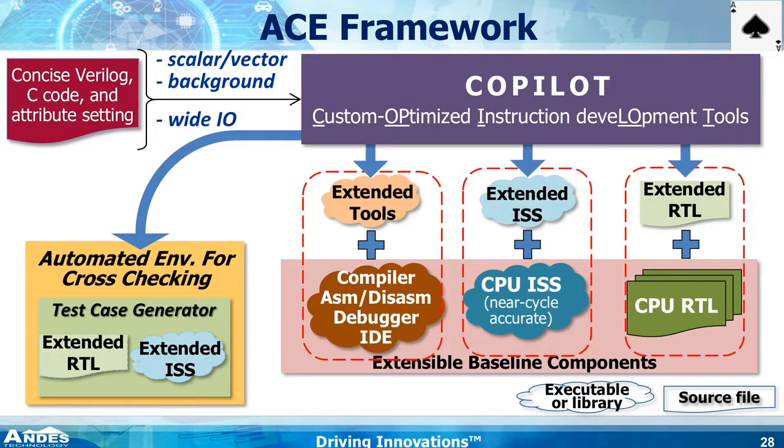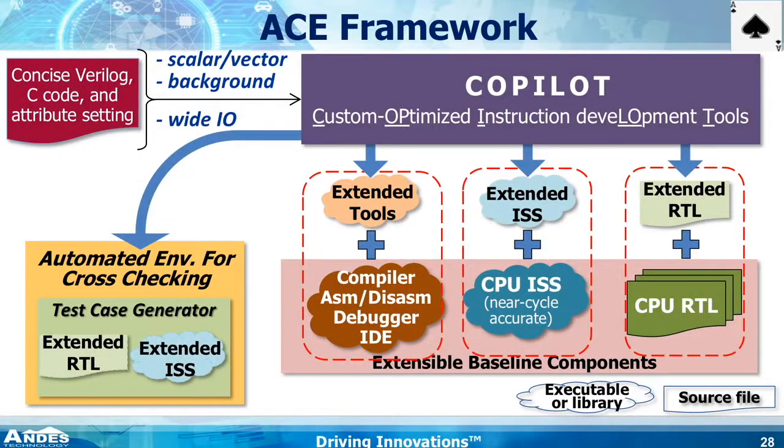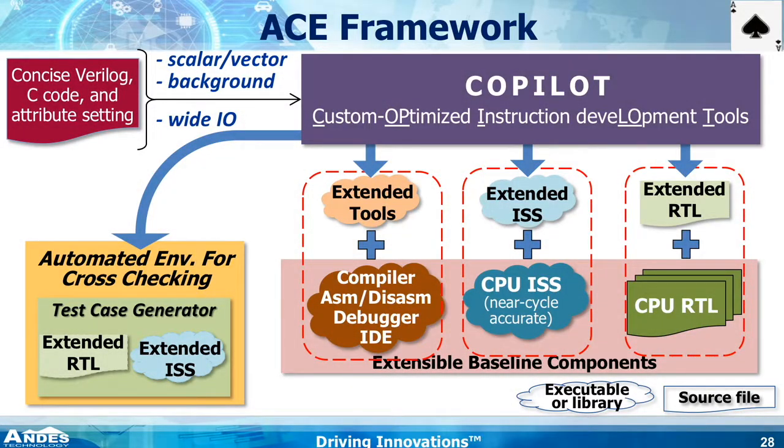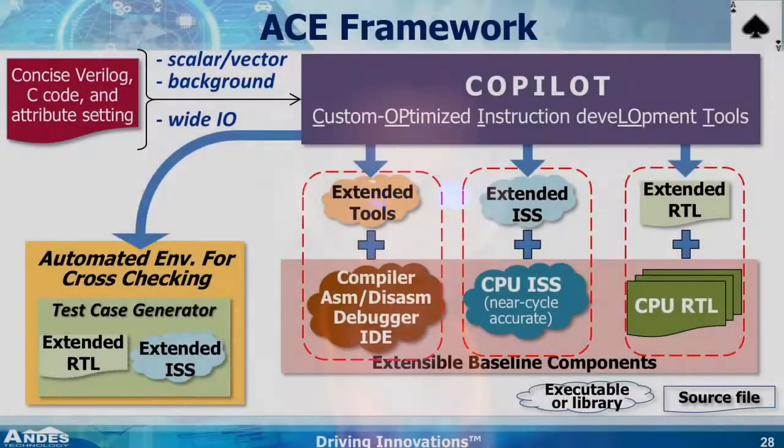Instructions can run in the foreground or background. You can have wide I/O, so you can get very wide data, do the processing and write it out. And we provide a tool, COPILOT, to help do a lot of transformation for you. It will generate extended RTL, extended ISS, and extended tool components based on the description by the user. Together with the baseline components, you get the new environment for your new processor with RTL, simulator, and tools. The tool is called COPILOT, the design itself is the pilot. So the tool is just there to help you automate the housekeeping tasks.